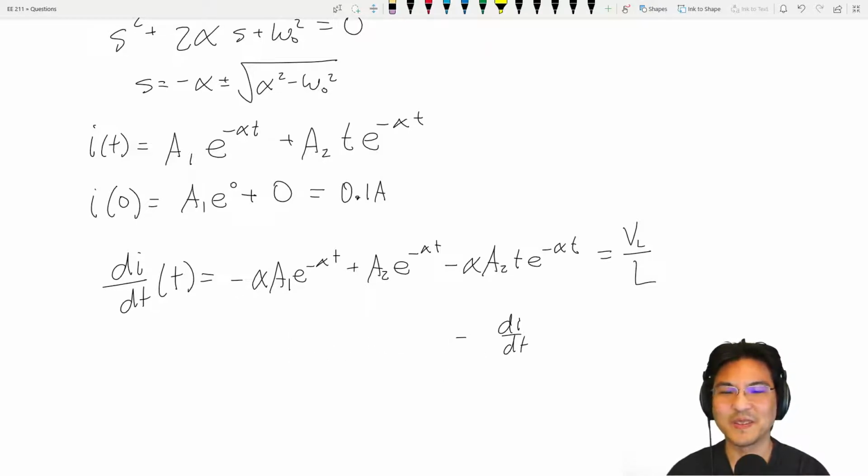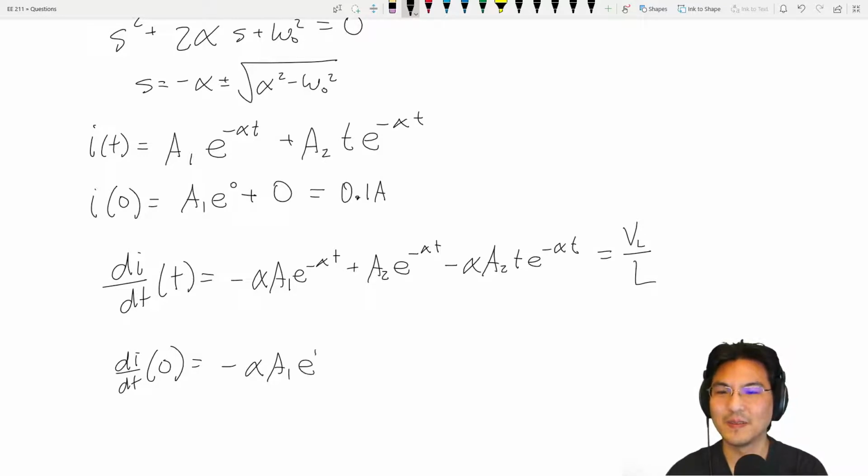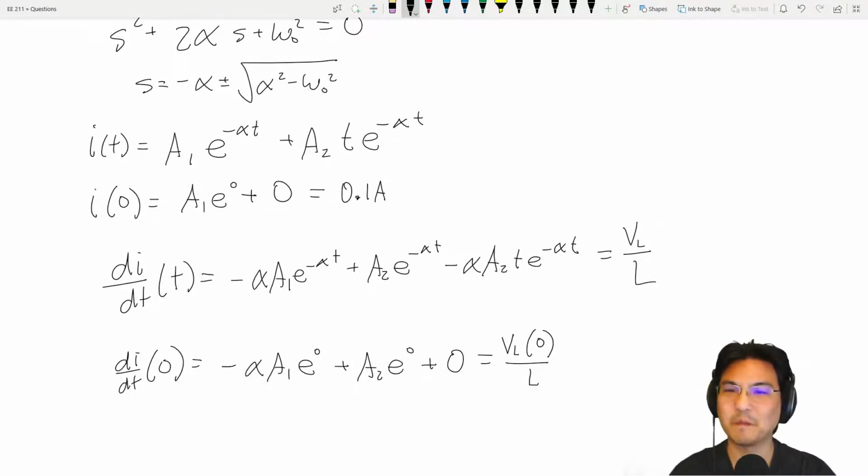Because what I want to do is have this at t equal to 0. At t equal to 0, for this, set t equal to 0. Minus alpha a1 e to the 0, which is 1, plus a2 e to the 0, which is 1. And then there's a 0 right there, so this whole thing is 0. Equals the voltage across the inductor at t equal to 0. Do we know that information?